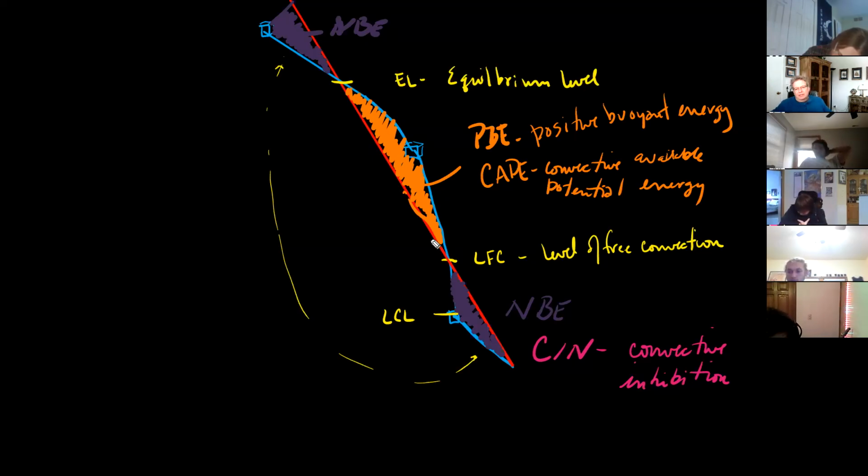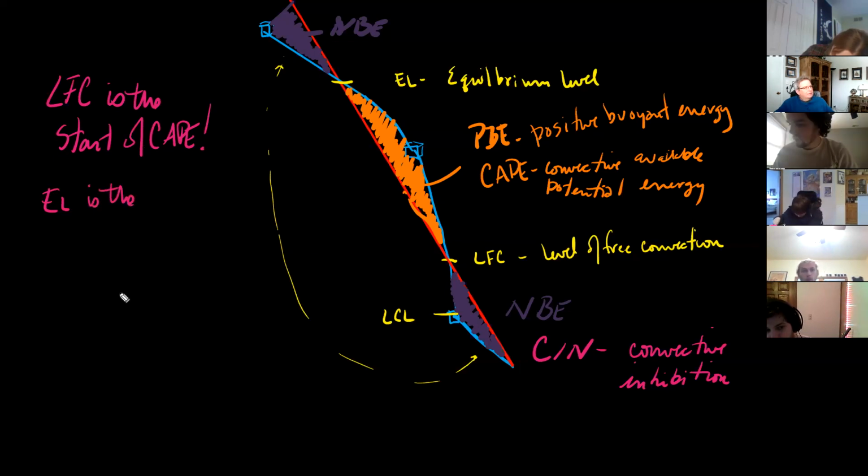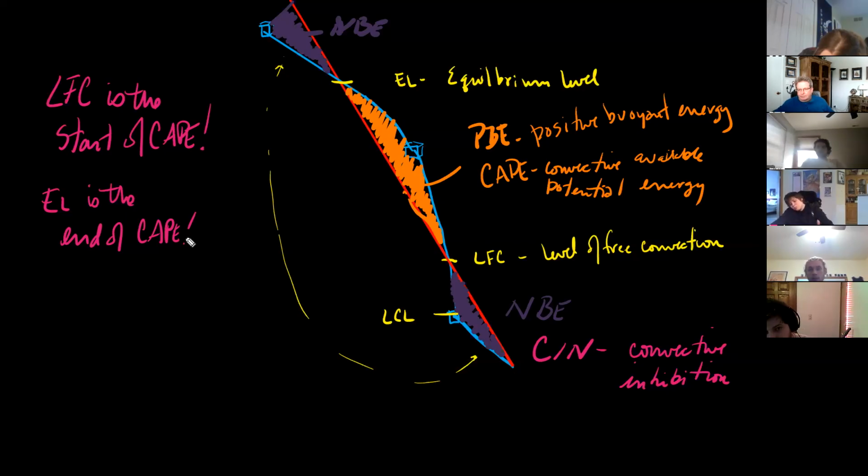This one says the parcel is going to go up. This one says the parcel is going to go down. And it switches over where they intersect. So a good way to remember things is that the LFC is the start of CAPE. And what's the EL? What would you think? The end of CAPE. Yeah. So you don't want to say it's the start of NBE. This is not the EL. It's the end of CAPE. Pretty easy. I mean, this is way easier, isn't it? Doesn't that make sense?